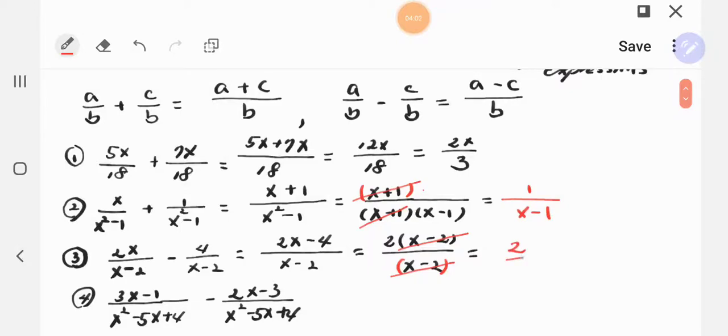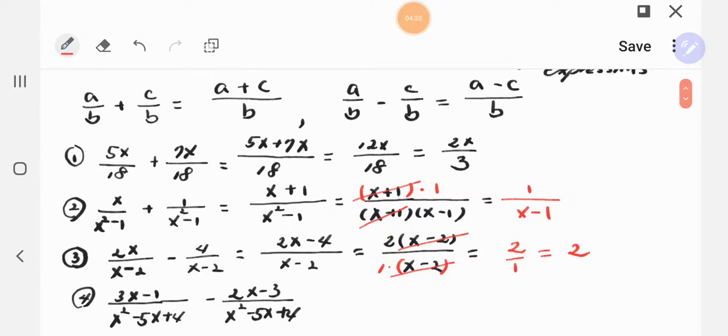2 over 1 is equal to 2. When x minus 2 cancels out, that does not mean it's 0. A 1 is left over. There's nothing written, and that means 1 is the leftover, something times 1.